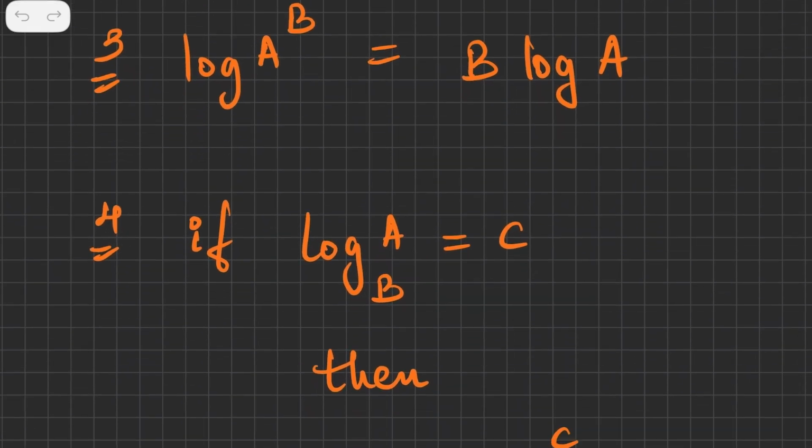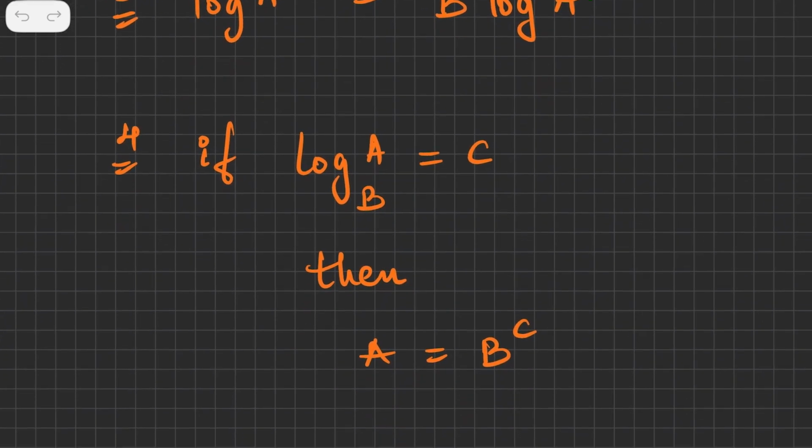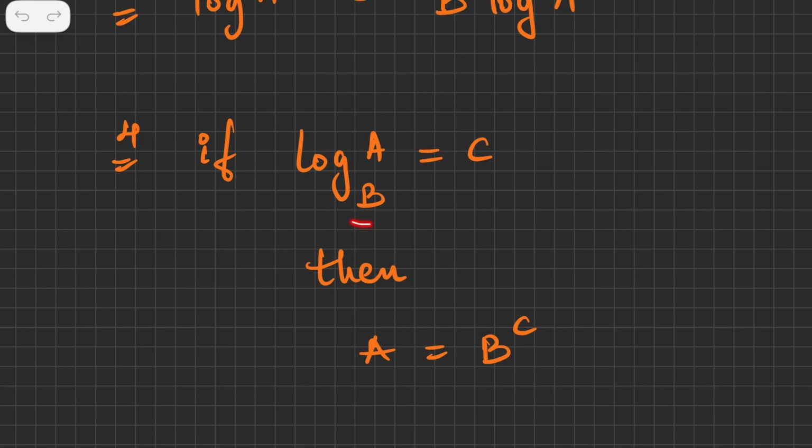And the fourth is, suppose I have log a to the base b. Now what is this b?